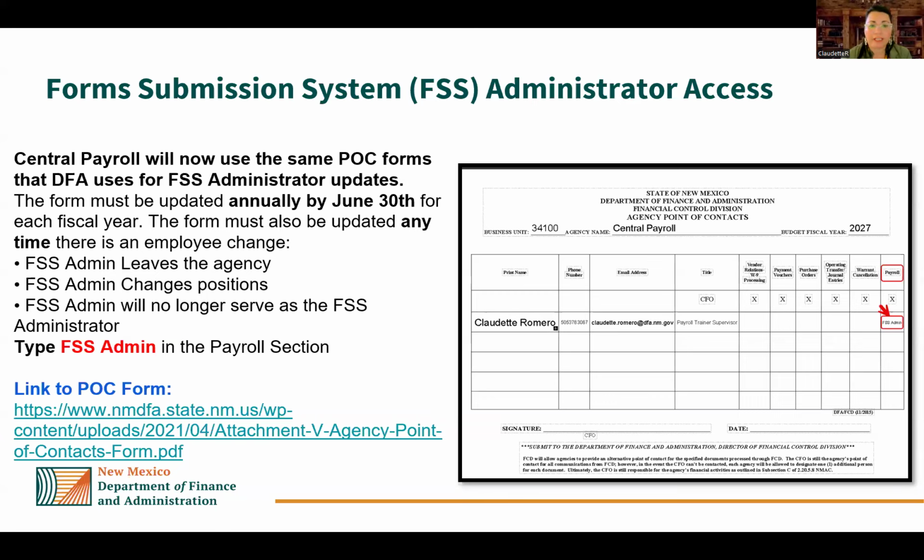Anytime that you have a change in agency, an FSS admin change, or if you will no longer be the FSS administrator, we ask that you fill out these forms and submit them to DFA, as well as submitting them in the FSS portal.